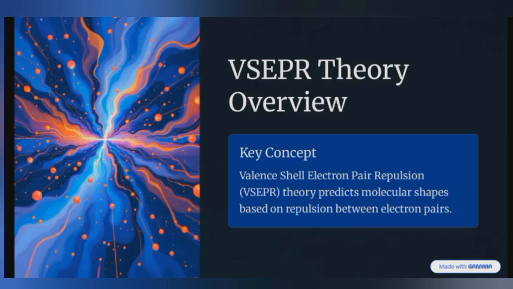Lone pairs of electrons are also called non-bonding pairs. So they have three names: paired electrons, or lone pair, or non-bonding pair. So these are the names of the non-bonding electrons.